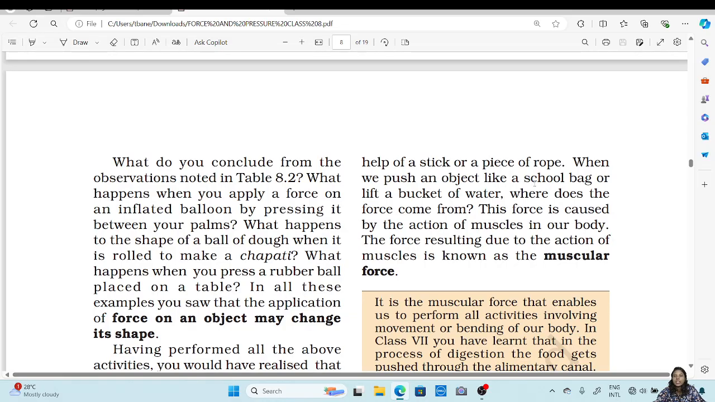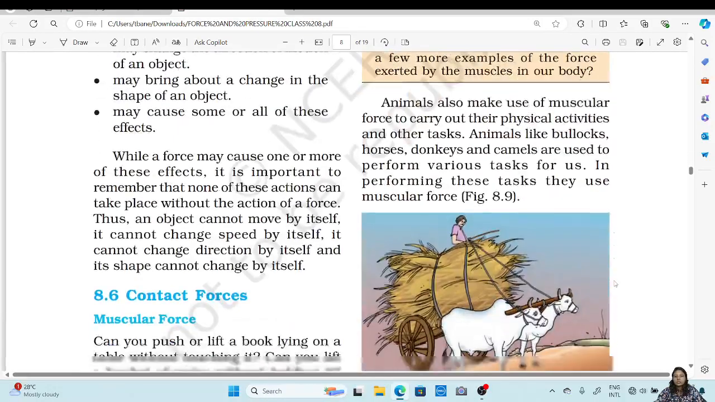When we push an object like a school bag or lift a bucket of water, where does the force come from? Now when we are doing all of this pushing and lifting, that force comes from the muscles. This force is caused by the actions of the muscles in our body, and therefore the force resulting from the action of muscles is known as the muscular force.